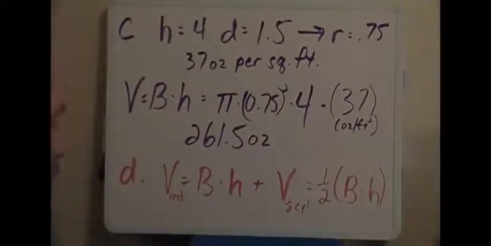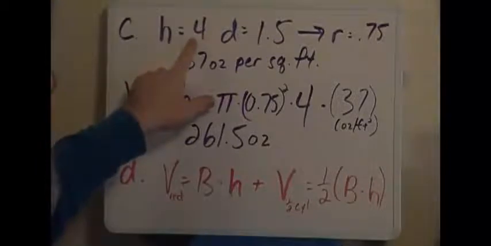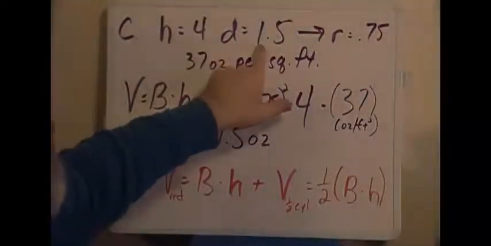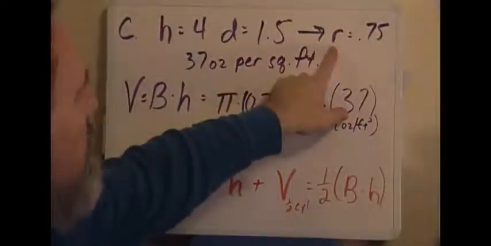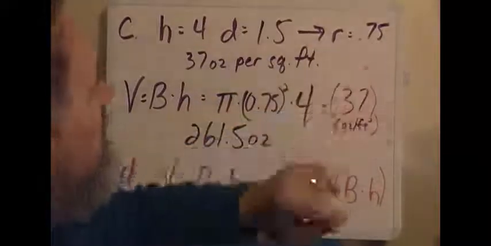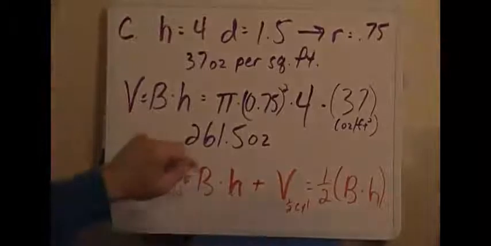Problem letter C. We have in this problem a height of 4, nice and easy. It's a word problem. It gives us the diameter, however, so immediately we should take the diameter and turn it into a radius by dividing by 2. 1.5 divided by 2 is 0.75, or 3/4 in fractions.